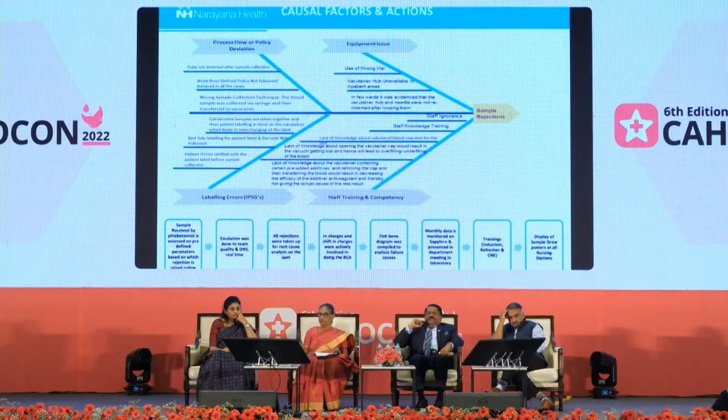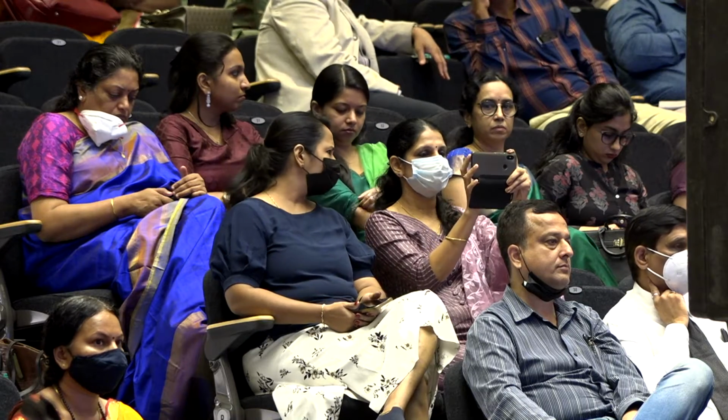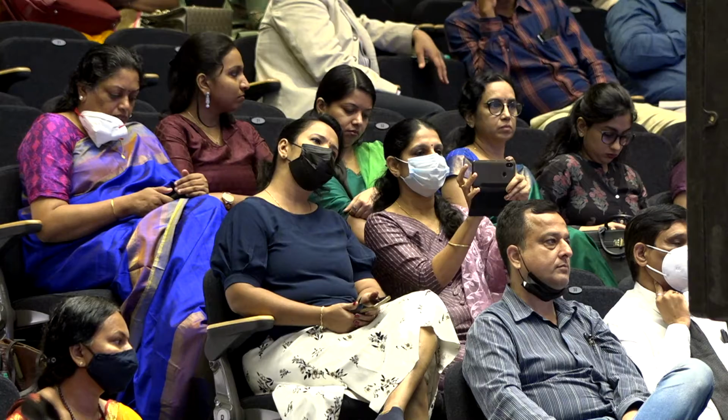Here through a fishbone diagram, we have been trying to identify the causal factors which led to sample rejection. We have divided this into 4 major factors: process flow or policy deviation, equipment issues, staff training competency, and labeling errors. Each has been further subdivided. We can take 1 or 2 examples, like for process flow or policy deviation.